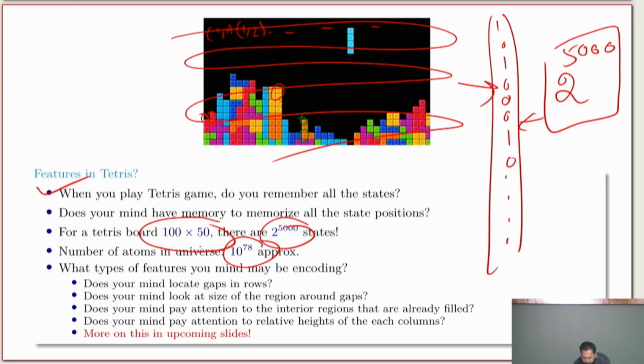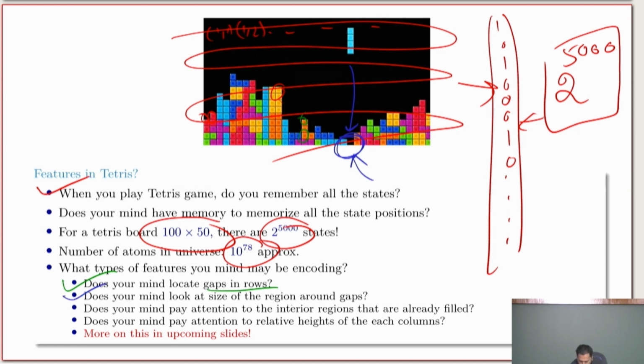So when you play the Tetris game, what are you really looking at? Does your mind locate the gaps in the rows? Very likely. When you are playing Tetris, you cannot miss this spot, because this is your immediate reward that you are going to get, and this block is coming from the top. Very likely you are not going to miss this opportunity to put this block in this gap and get some rewards. So certainly you are looking at one of these features, which is this gap here, right?